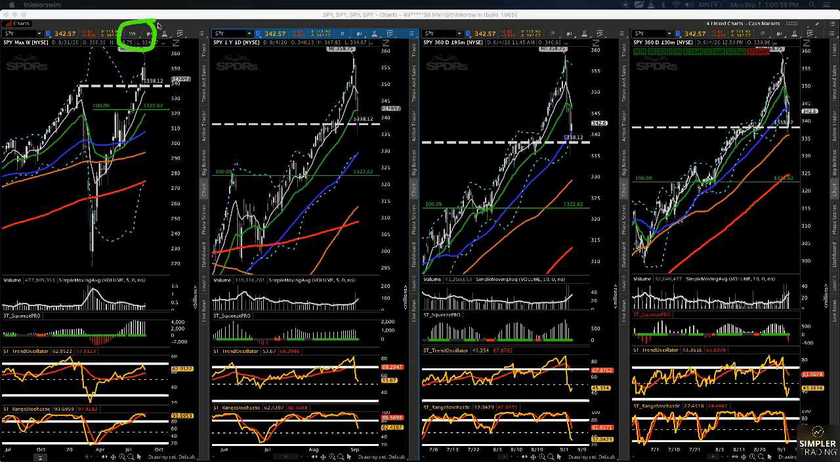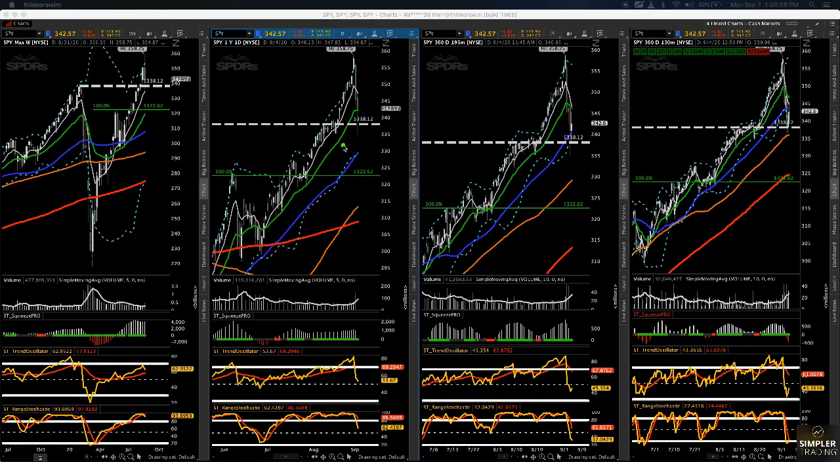I have a weekly, a daily, a 195-minute chart, which is each day is 2 bars on this time frame. It splits it up evenly. And then I also have a 130-minute chart, which is 3 bars per day. So 3 equidistant bars per day.